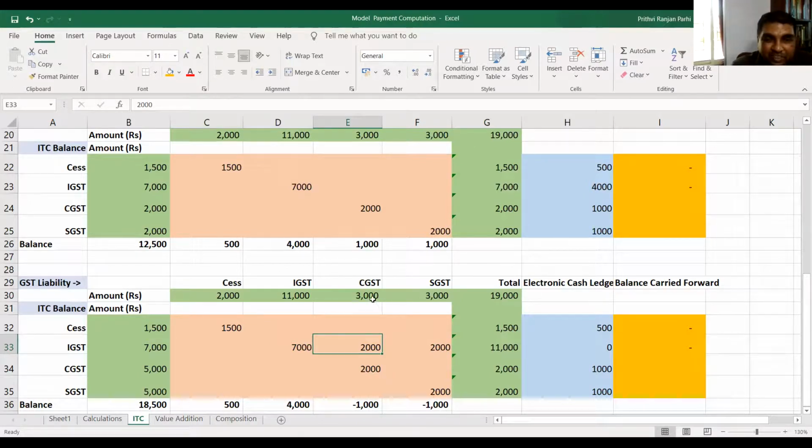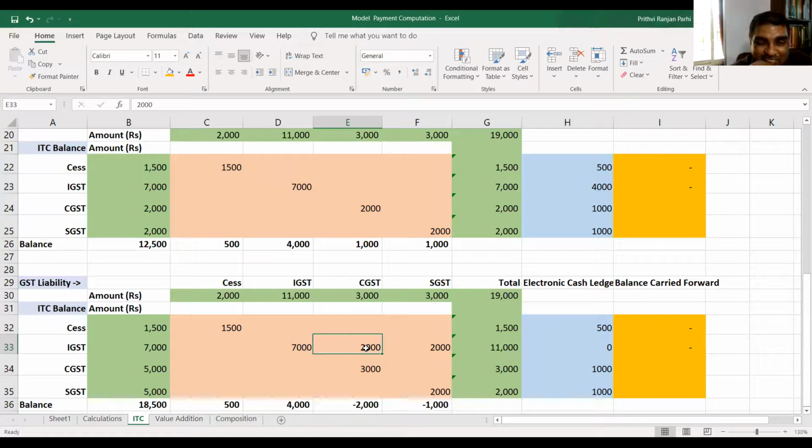You see, I have a CGST liability of 3,000 rupees. Yes, sir. Okay. So what I should do, first I have a CGST ITC of 5,000. This 5,000 rupees, I should first use for the CGST liability of 3,000 rupees. So the balance is 2,000 rupees, as my friend said, that you use it for your 3,000, 2,000. CGST is exhausted.